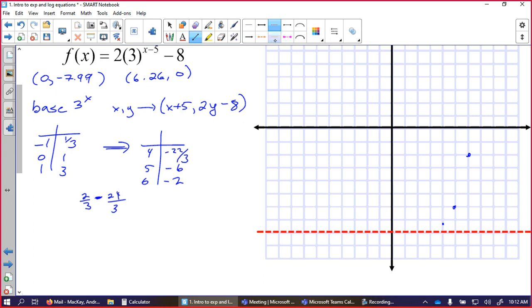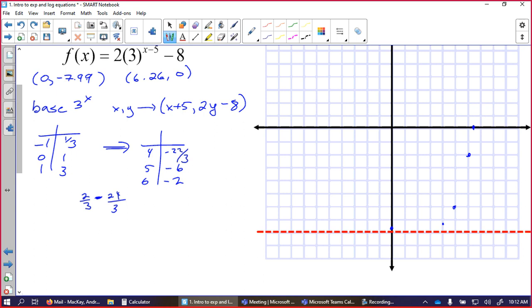So my graph, and now here's where the fun begins. We have 6.26. Well, there's our x-intercept, which makes sense. Our y-intercept is way over here. Oh gosh.